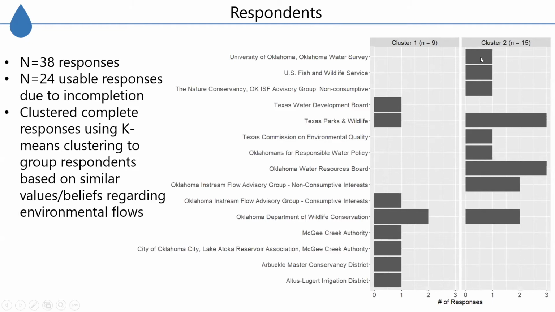The second cluster, so we have some non-government organizations up here, the University of Oklahoma, Oklahoma Water Survey, the Nature Conservancy, Texas Parks and Wildlife was kind of split between these 2 clusters. Oklahomans for Responsible Water Policy, that's another NGO. So there are some differences between the groups.